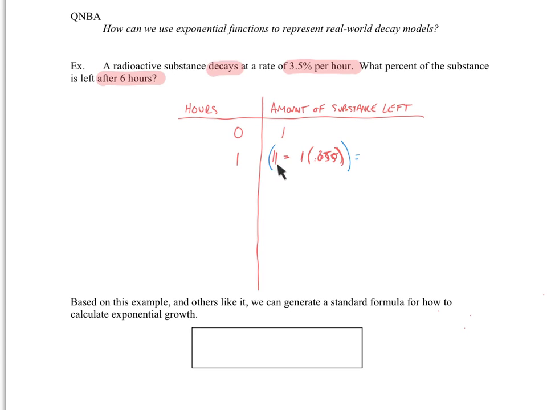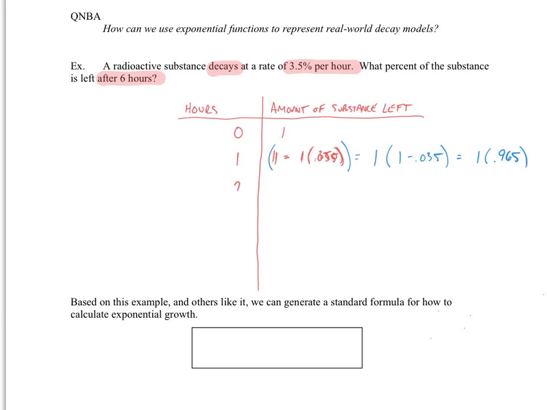What could we pull from this term that we could also pull from this term? Now in this case it's a 1, and usually that doesn't help us much, but let's see what happens when we divide by 1. 1 divided by 1 is 1, and 1 times 0.035 divided by 1 is just 0.035. So we condense this to 1 times 0.965. All right, so that's after 1 hour.